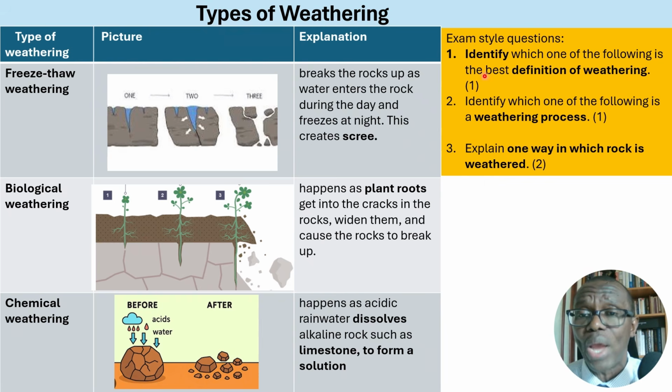Now, what type of questions are we likely to get based on this? These ones we'll go through quite quickly. Identify which one of the following is the best definition of weathering. We did say that the definition of weathering is the breakup of rock. And then to identify which one of the following is a weathering process, that was from a multiple choice question that had several choices. And then explain one way in which rock is weathered. Here you would state one type of weathering and then explain how it takes place. But again, this could be a 4-mark question, so you would need to explain the whole process in a lot more detail.